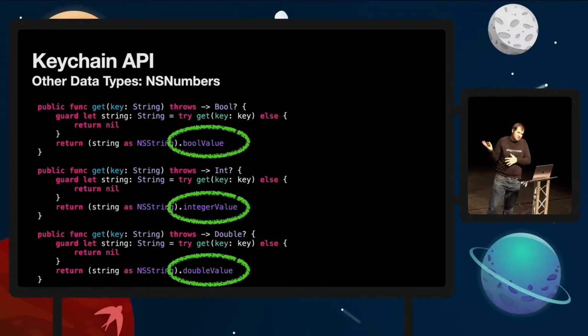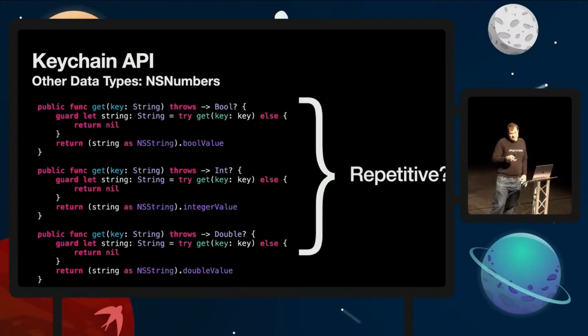But really, this is my choice. You can choose something else. This is up to you. And obviously, this is quite repetitive, and you will have to add this for every data type that you want to transform. Is there a generic approach?